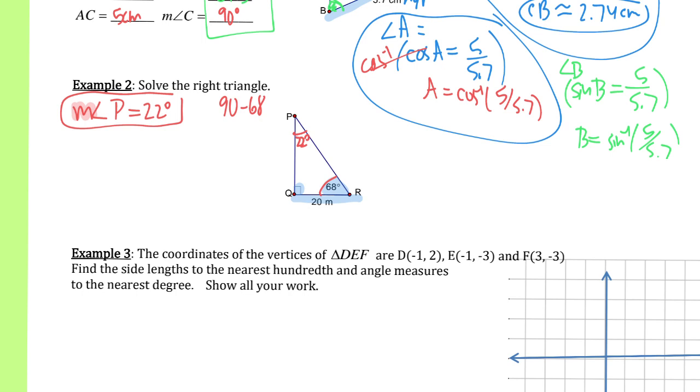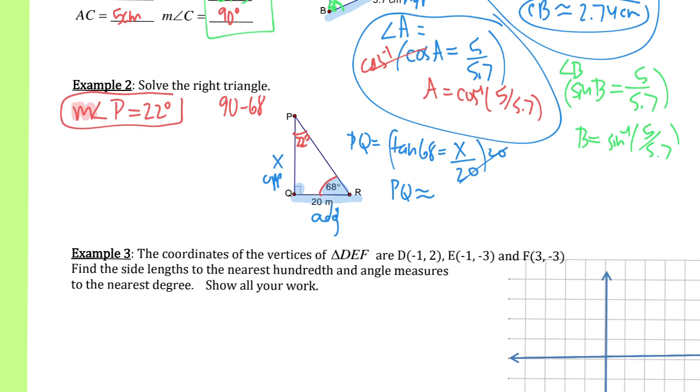We need to find PQ and we need to find PR. Let's find PQ. I'm going to call that X. Compared to the given angle of 68 degrees, that's the opposite leg, and we know the adjacent. So we're going to use tangent. Tangent of 68 degrees, because it involves the angle and the two sides, one that we know and one that we don't, is equal to X over 20. Multiply both sides by 20.